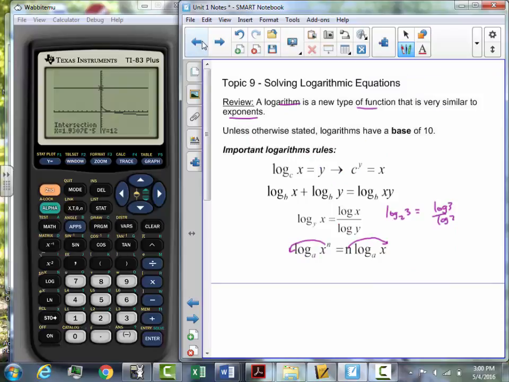You should know the rules of logarithms. I've got all those rules listed back on, say, this slide here. And then the last thing is you should be able to solve them. 9 times out of 10, I bet you can solve a logarithm by crossing it in your graphing calculator. But you shouldn't just do that. You should know how to do it algebraically as well.